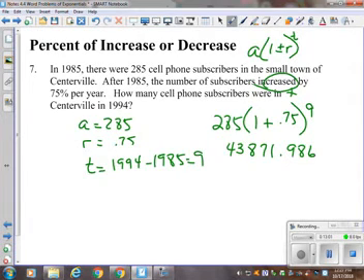Now, this is people. Do you have enough to make that next person? No. So 43,871 subscribers is all I can do, because I don't have enough to make the next person. I only have 0.9 of a person, and that doesn't work.